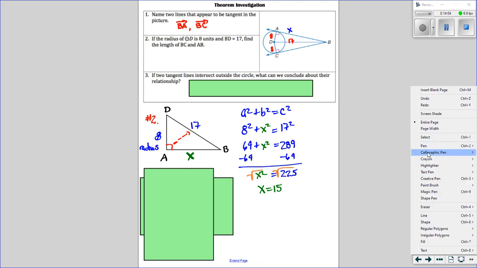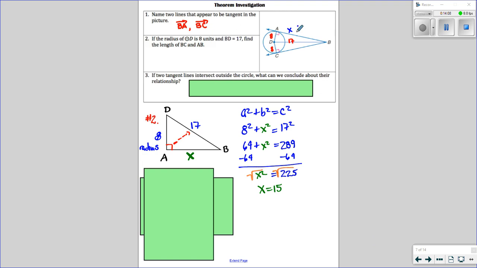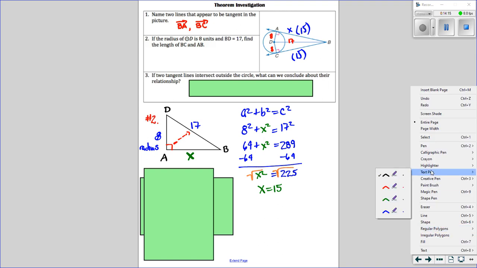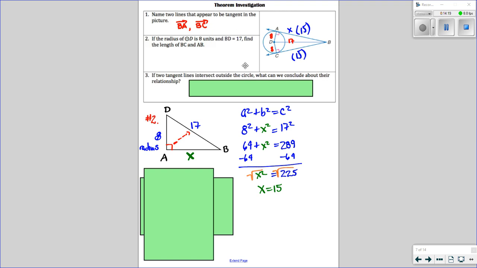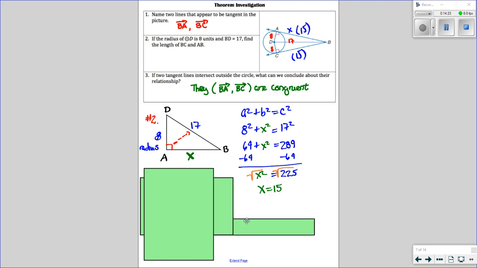So let me put 15. So this is 15. This will also be 15. They say that if the two lines intersect outside the circle, what can we conclude about their relationship? That AB and BC are congruent.